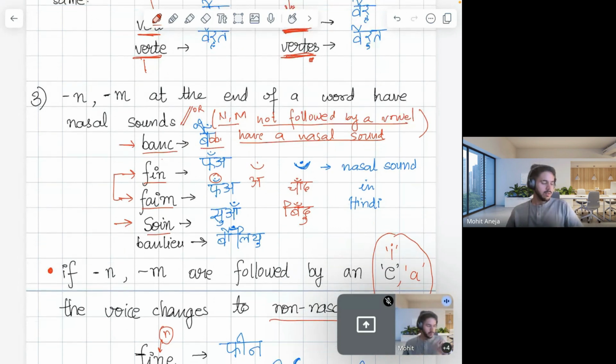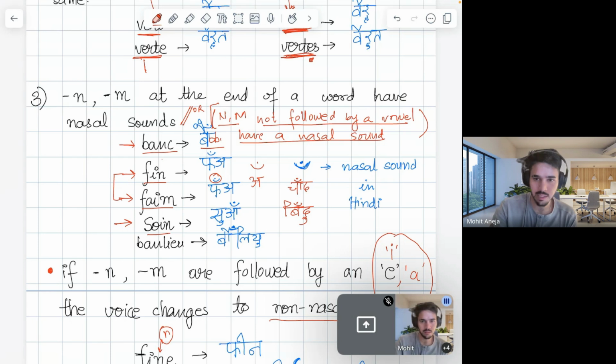Okay, good. So we'll move on to the third rule, and this is where I'll need your noses to make those nasal sounds. We are going to discuss the sounds of N and M. When you say N and M in French, the place where they are positioned in a word actually matters. So the rule is the one written in red: N and M not followed by a vowel have a nasal sound.